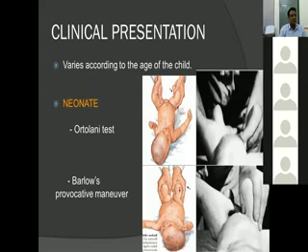All neonates have to be screened by the pediatrician to identify any instability at the hip. How do you identify them? There are two tests called Ortolani's and Barlow's tests. All pediatricians usually do these tests on any baby who is delivered to identify whether there is any instability of the hip. First is the Ortolani's test. As you all see here, with the baby lying supine, the hip and knee are flexed at 90 degrees.